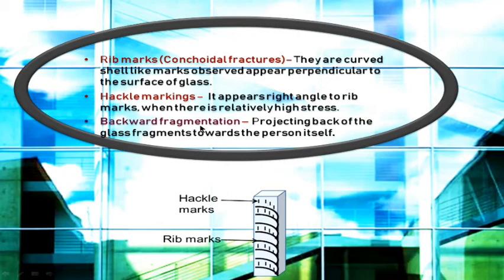Backward fragmentation, projecting back of the glass. When there is any bullet firing or something, the glass, because of the force, comes back to the same person who has been firing. So that is called backward fragmentation. So Hackle marks are perpendicular to the rib marks, whereas rib marks are perpendicular to the surface of the glass.